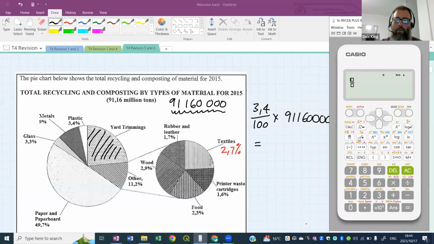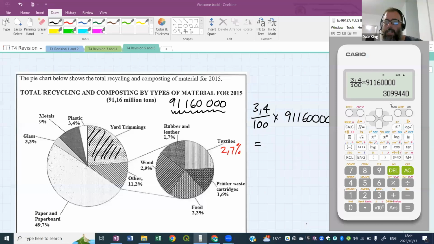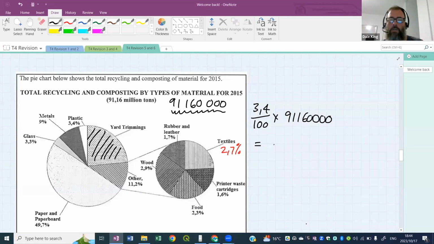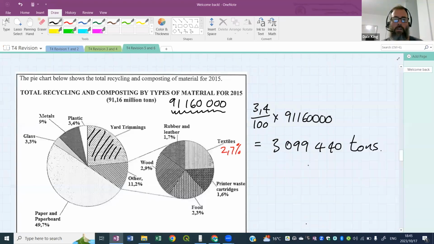So 3.4 over 100 times 91,160,000. The answer is 3,099,440 tons. Yes, well done. There it is on the calculator, the calculation, and there it is in my official exam answer booklet. That's what it should look like. Well done. Good job.